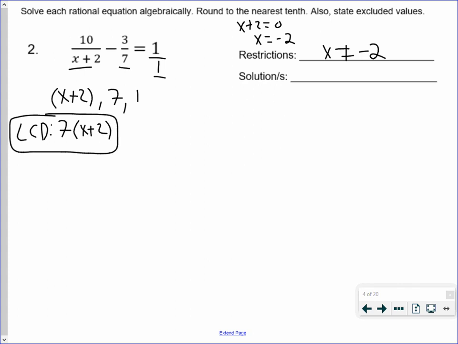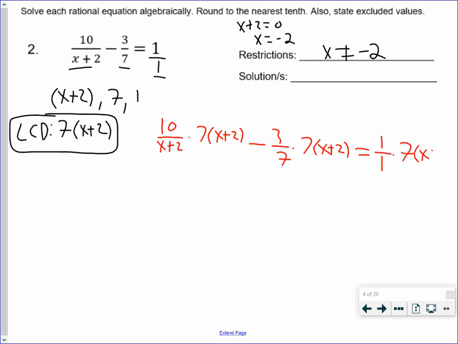So we have our LCD, and now we're going to multiply each fraction by that LCD. So we have 10 all over x plus 2 times 7 times x plus 2, minus 3 over 7 times 7 times x plus 2. That all equals 1 over 1 times 7 times x plus 2.